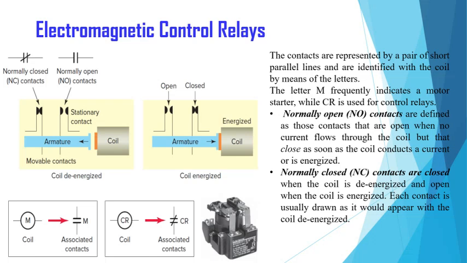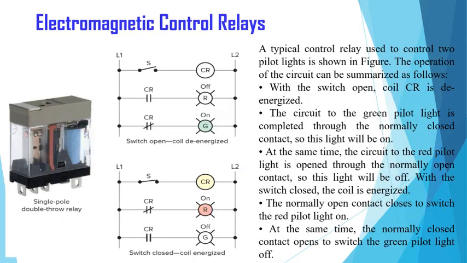Each contact is usually drawn as it would appear with the coil de-energized. So here the figure shows the symbol for the coil as well as associated contacts. The letter M indicates the motor starter while CR indicates the control relays. The figure here shows a typical control relay which is used to control two pilot lights. See here in this figure we are going to use two pilot lights. One is red and another one is green.